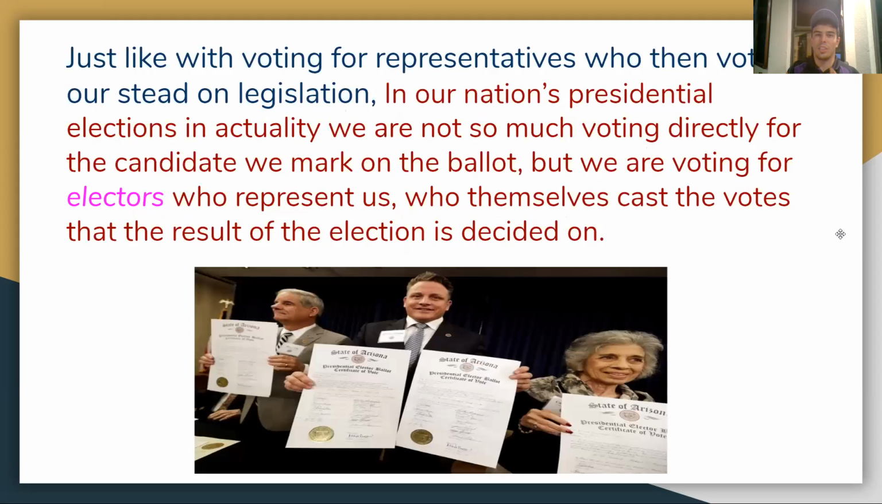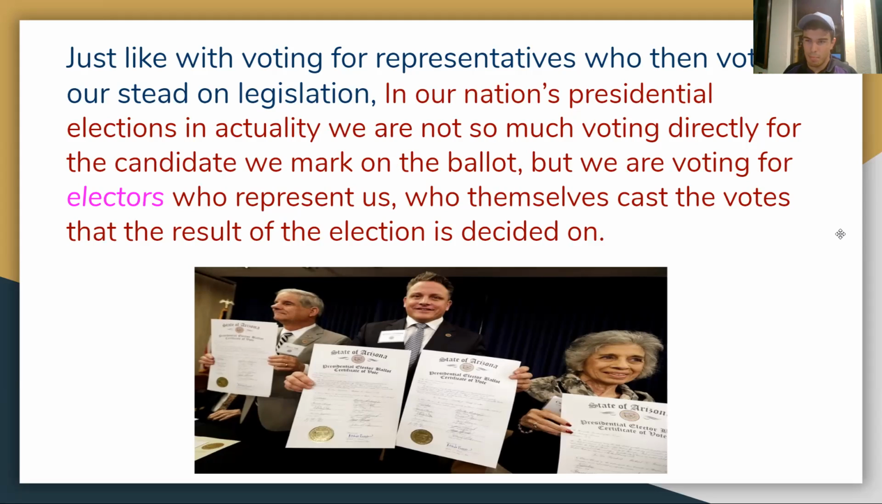Now, the electoral college is kind of like our legislation system with government, with laws. We vote for representatives who then vote on laws. Well, in the electoral college, just like voting for representatives, in our nation's presidential elections, in actuality, we're not so much voting directly for the candidate we mark on the ballot, but we're voting for electors who represent us. So your choice of president is what you mark on the ballot, but what you are really casting your vote for is what elector will be representing your state. So the electors themselves cast votes that determine the real result of the election.